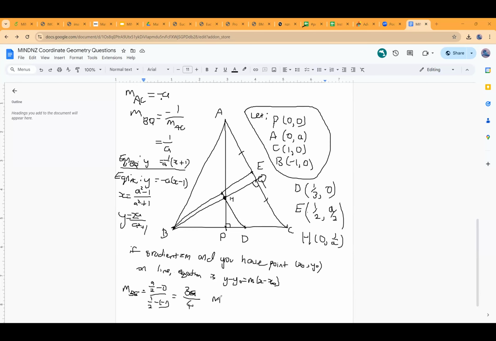And the gradient of DH is again just rise over run, change in y over change in x. Change in y is 1 over a minus 0. And the change in x is, what is it... okay, I must have done my algebra wrong somewhere. Wait, a over 2 minus 0 over 3 over 2. Yeah, sorry, this is not 3 over 4. I don't know what I was doing here. It's just a over 3, right? Because it's a over 2 over 3 over 2, so it's a over 3.